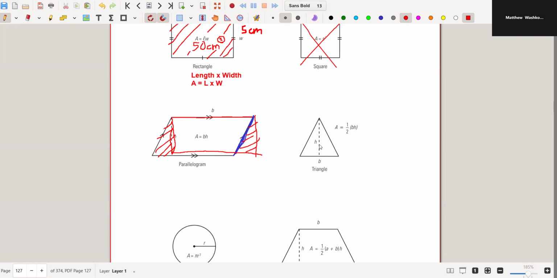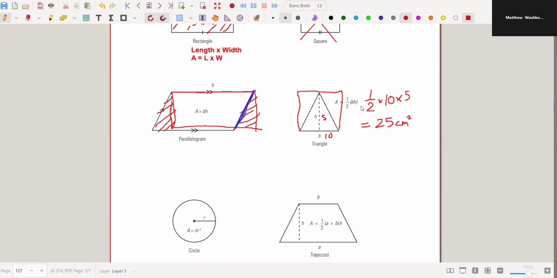Now, a triangle is base times height. Just like a parallelogram, it's the same thing, but I cut it in half. It's half times base times height, right? So let's say the base is 10 and the height is, I'll use 5 again. Well, 10 times 5 is 50. Half of 50 is 25. And we'll say centimeters and it's squared. The reason behind this is that a triangle just is half of a rectangle. You don't need to understand that, but you do need to memorize this equation. You do need to understand how to do this. So again, this is base times height, this is base times height, and then a half.